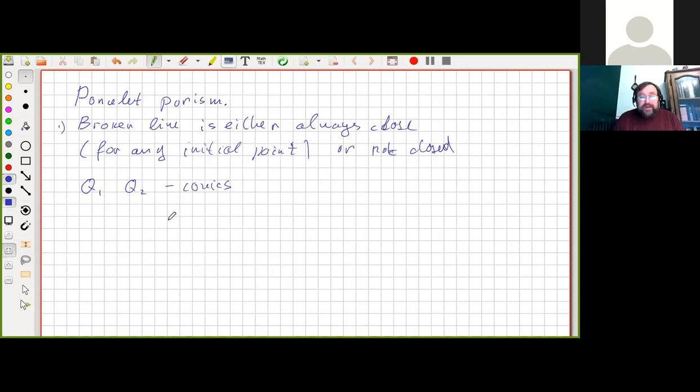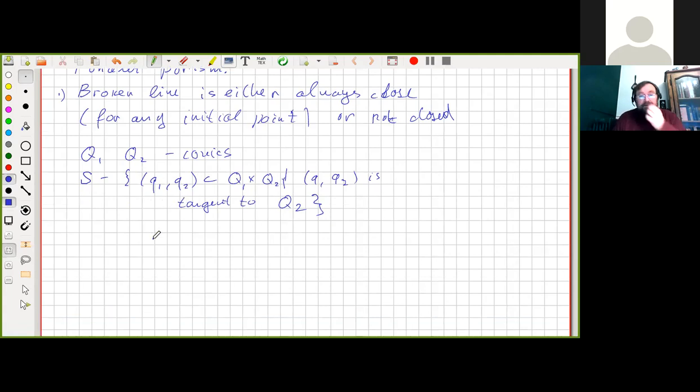And the idea is that you can construct out of that another set. S is the space of pairs of points in Q1 times Q2, such that the line through them is tangent to Q2. So this is a set, and I claim that S is an elliptic curve. Now, though I will draw pictures in the real plane, I imagine that everything is complex. So S is an elliptic curve.